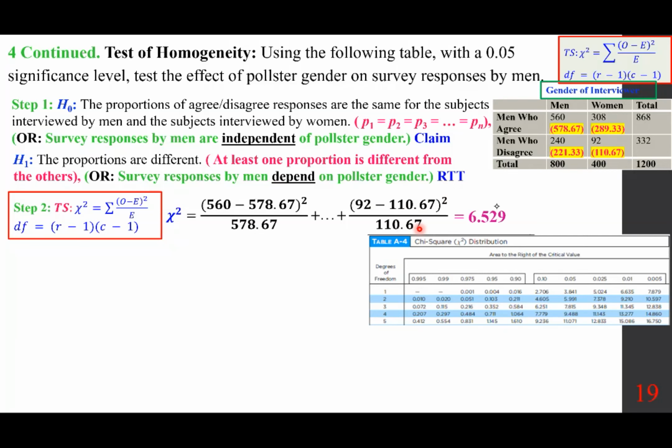The next thing is degrees of freedom, R minus 1 times C minus 1. As you see, we have 2 columns. The total doesn't count. We have 2 rows. So 2 minus 1 times 2 minus 1. Degrees of freedom becomes 1. Alpha is 0.05.